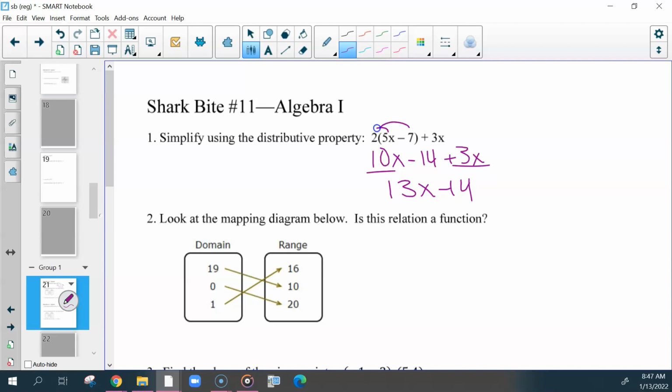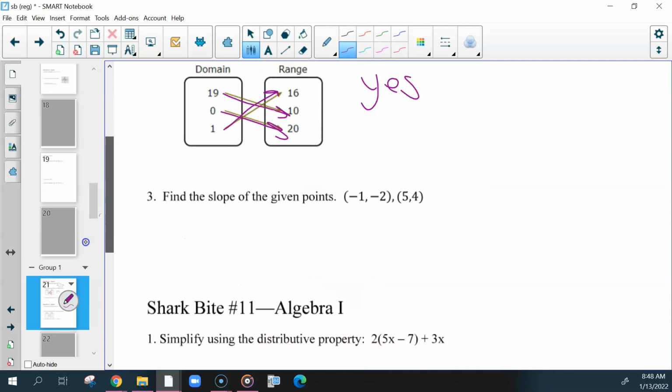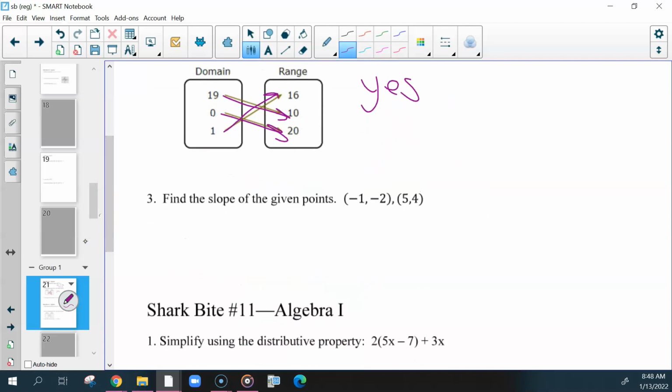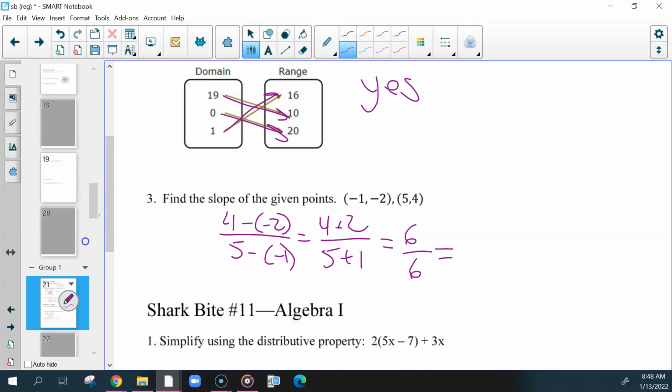Number 2, is this relation a function? Yes. Each x value goes to one y value, so this is a function. For number 3, you need to find the slope. So 4 minus negative 2 over 5 minus negative 1, or you could change those so that it's 4 plus 2 and 5 plus 1 to get 6 over 6, which is 1. Questions on that one?